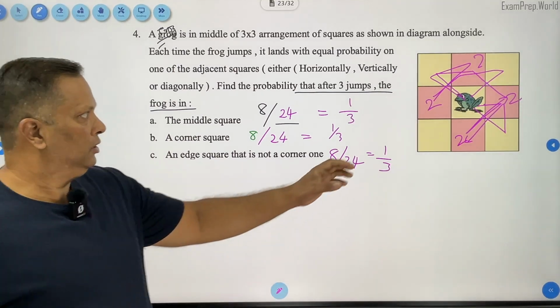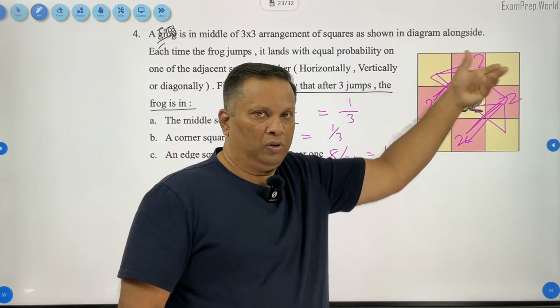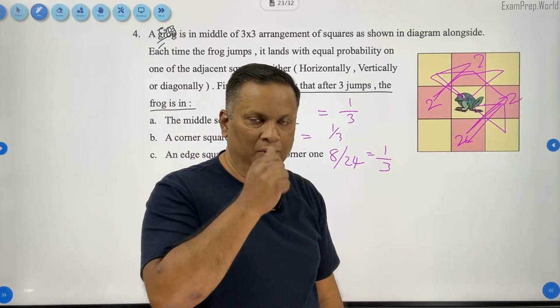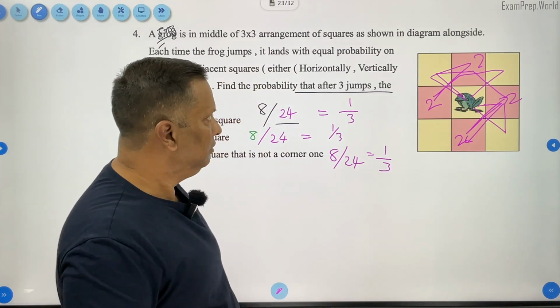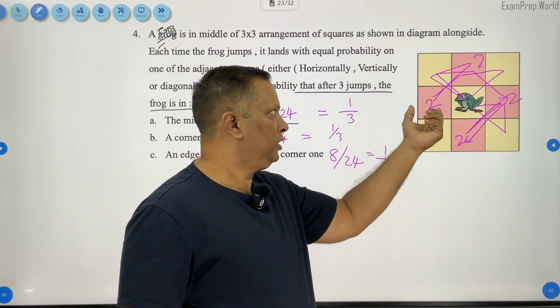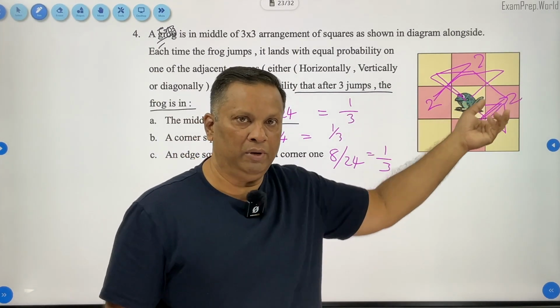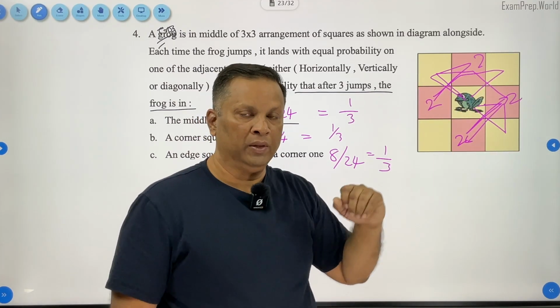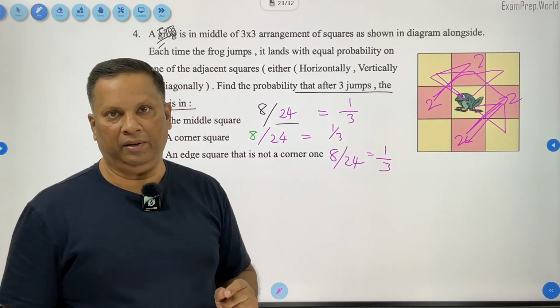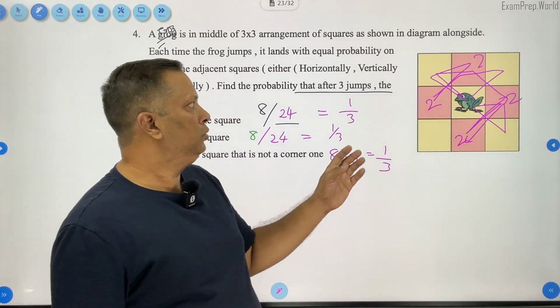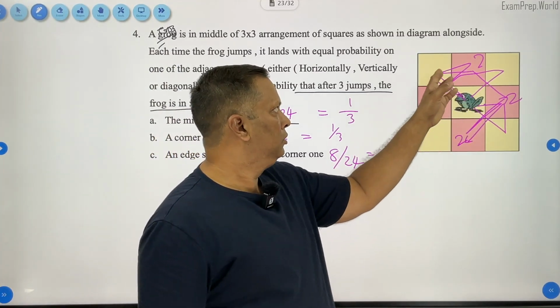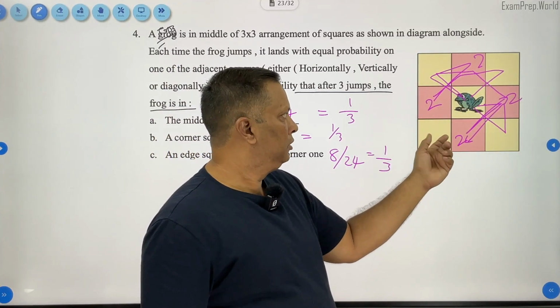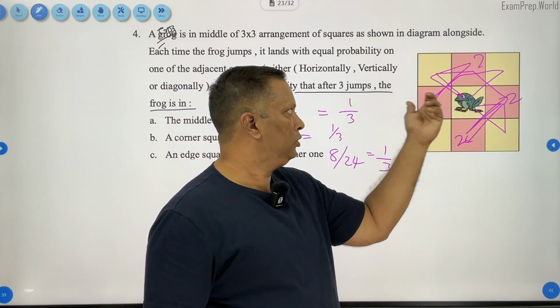Initially, the only thing is, you have to make your physical frog jump, no? With a pen, mark how many ways it can be done. I found that for reaching any square, whether it is the corner, the middle, or the edge one, the pink one which is in the middle, you can reach every square in 2 different ways. And then when it is 2 into 9, it is 2 ways for each square.